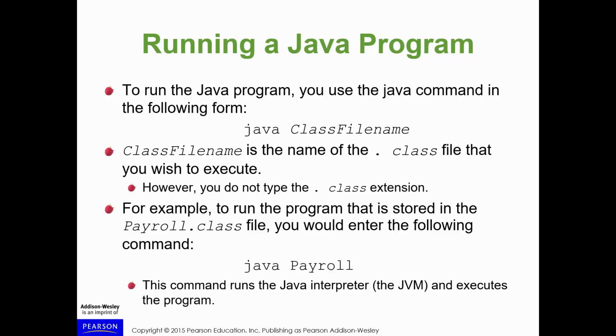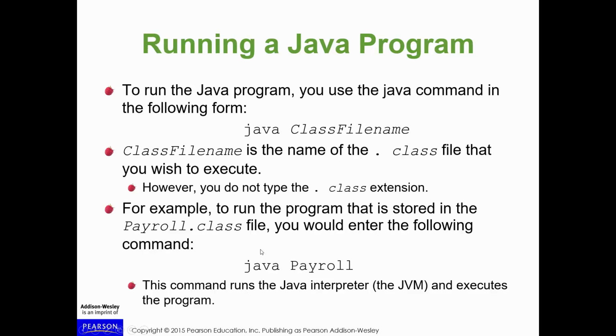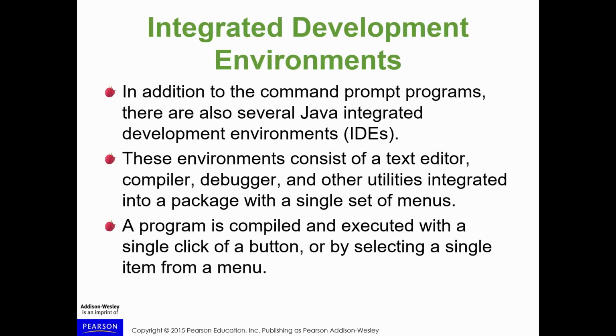All right. Then when you run the Java program, so you've compiled, but when you're running it, interpreting it, whatever you want to call it, notice how it differs. javac Payroll.java is the compile. When you run it, it's just java Payroll. So no c on the end, and no .java, no .class, no anything. As mentioned here, this command runs the Java interpreter, the JVM, and executes the program as long as there weren't any errors in it.